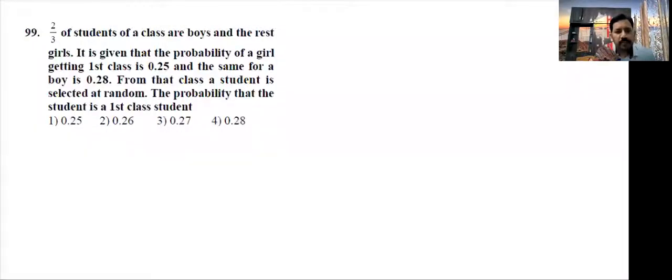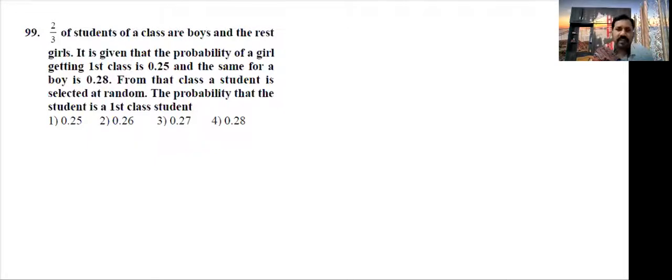2 by 3 of the students of a class are boys and the rest are girls. It is given that the probability of a girl getting first class is 0.25 and the same for a boy is 0.28. From the class, a student is selected at random. The probability that the student is a first class student.